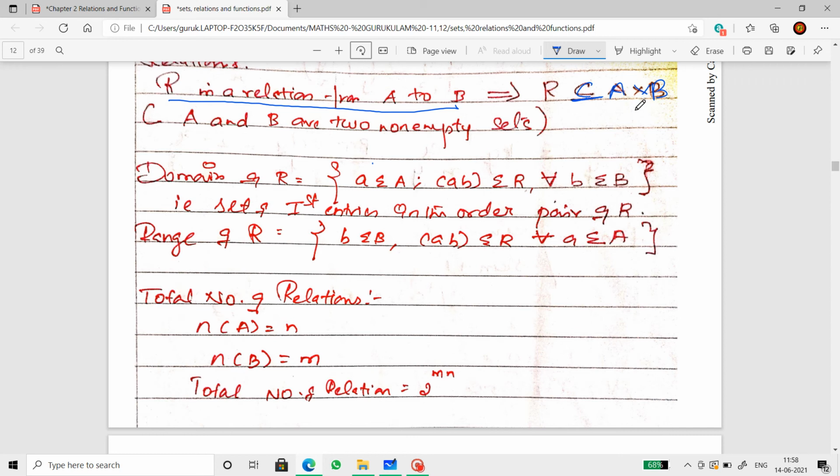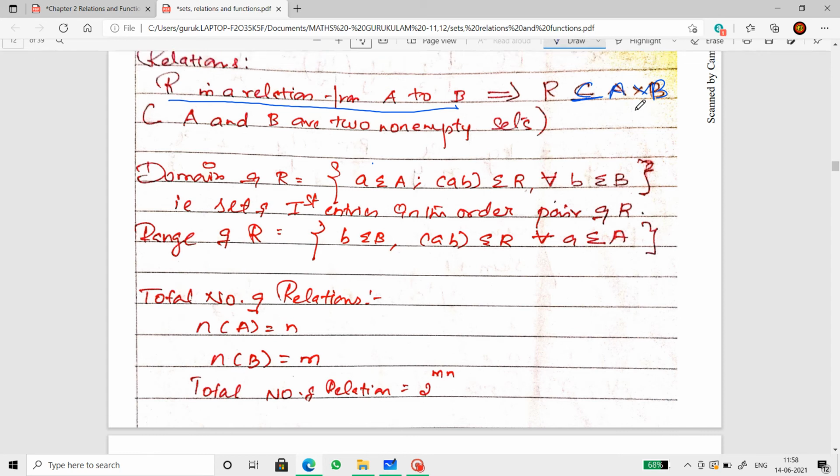Correct? A is a non-empty set. B is a non-empty set. Now A cross B exists. Right? Now a relationship is defined between A and B. Based on the relationship, we form an R set. And R should be a subset of A cross B. Only then R is called a relation.